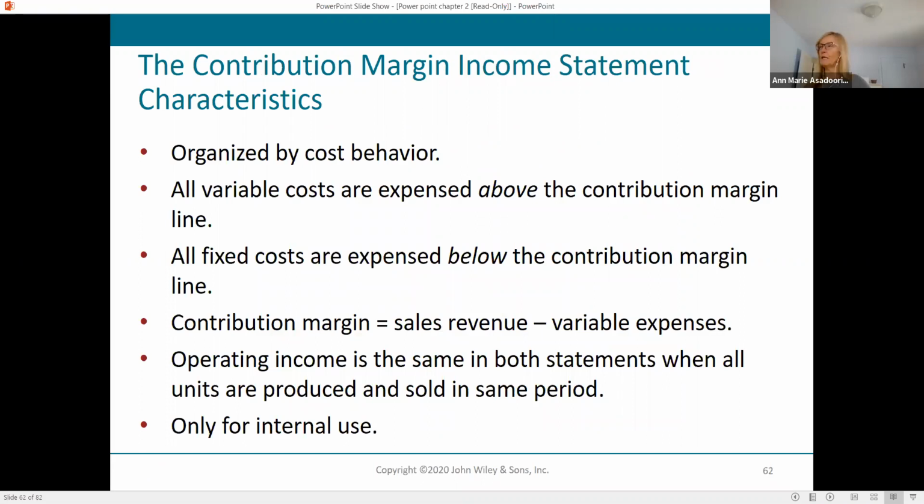Okay, and this is just summing up what I just said. These new income statements set up your expenses by how they're going to behave as you're making changes in your company. All variable expenses are expensed above the contribution margin. All fixed come below the contribution margin. And your net income should be the exact same in both, right? You're not changing any expenses. You're just calling them by a different category.